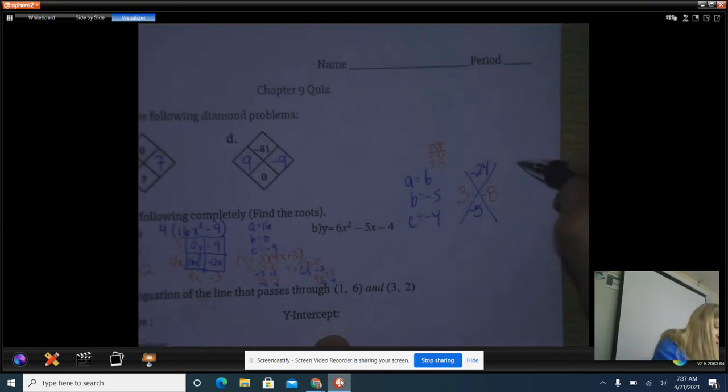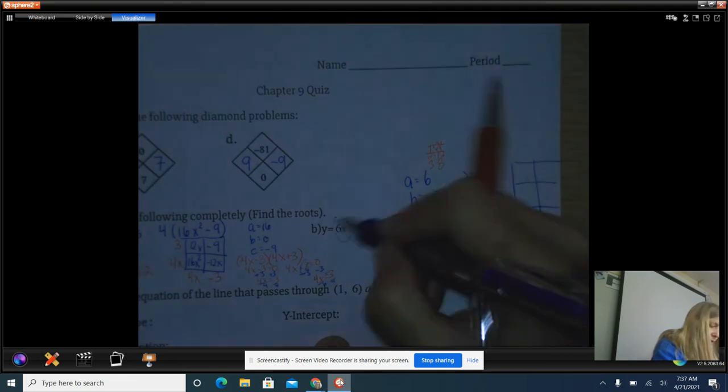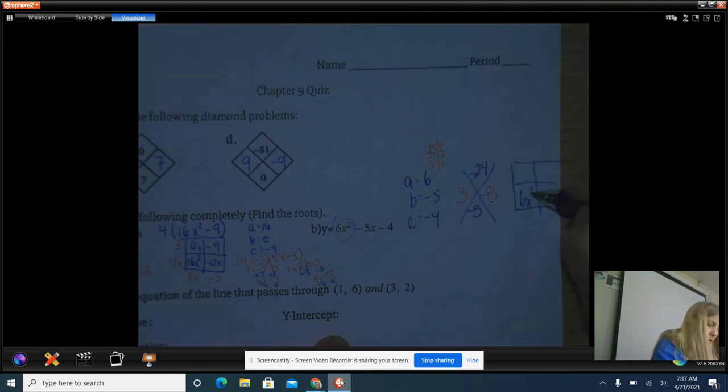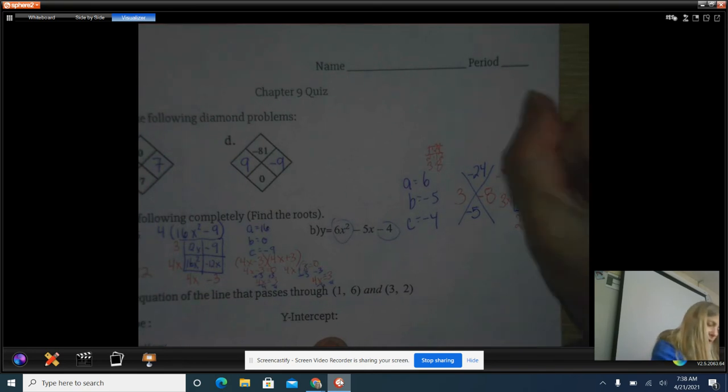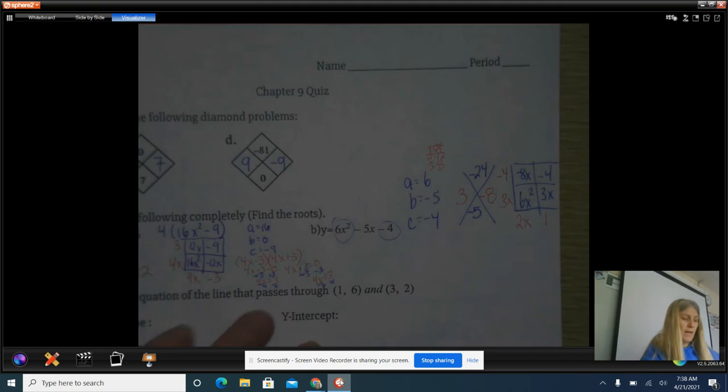We're now going to put that inside of our generic rectangle. Our 6x squared goes in the bottom left. Our -4 goes in the upper right. And we've split up our -5x into -8x and 3x. Okay. Now we're going to solve the outsides. Here I can take a 3x out this way. That leaves a 2x going in this direction. 3x times 1 gives me 3x, and 2x times -4 gives me -8x.